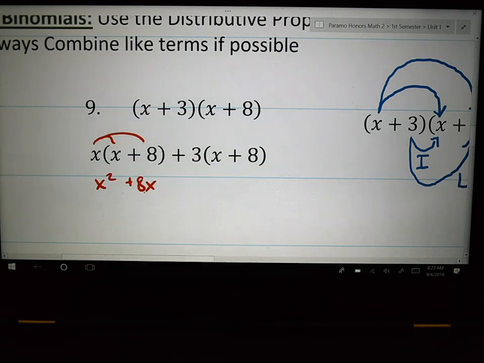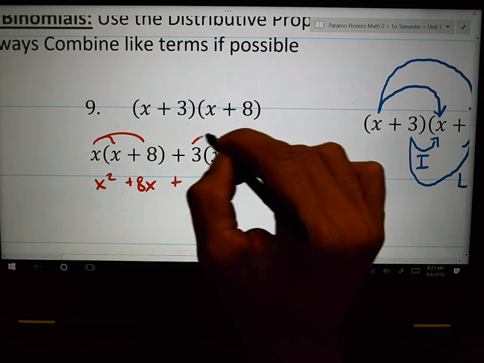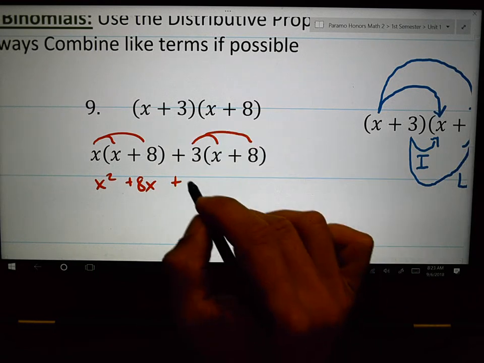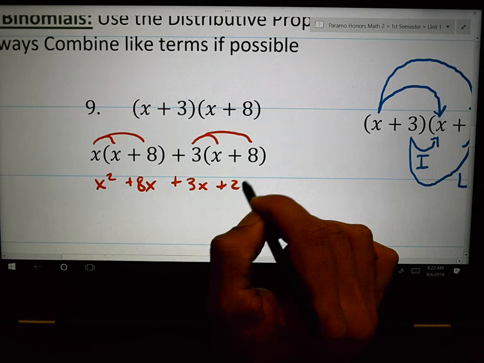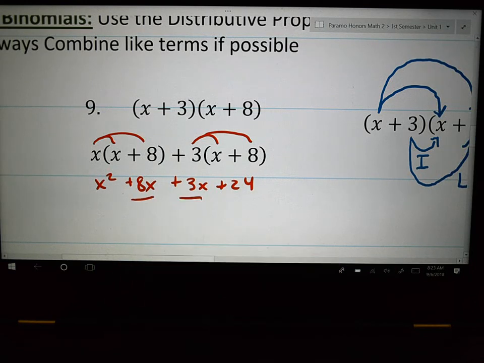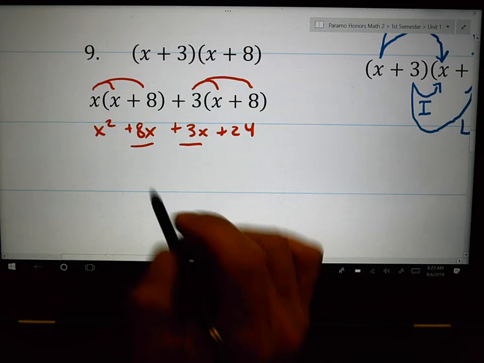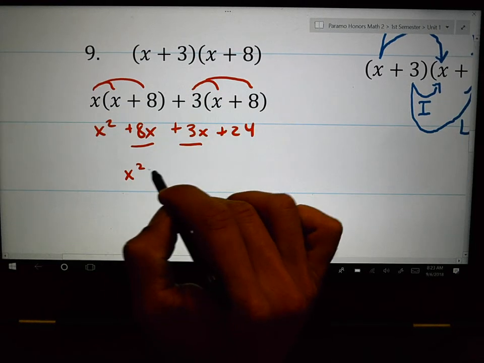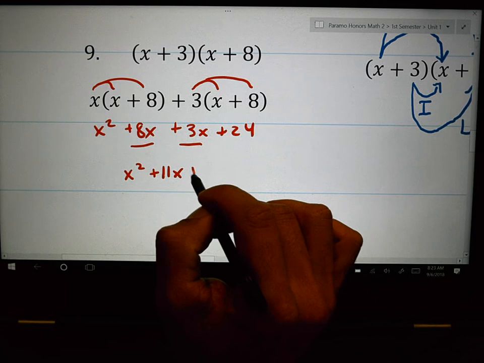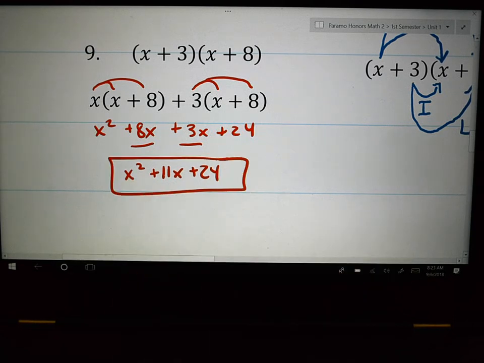x squared plus 8x plus, this only multiplies into here, 3x plus 24. Sometimes these two middle terms will combine because they're like terms. And you would get x squared plus 11x plus 24.